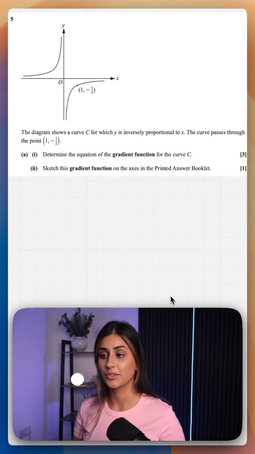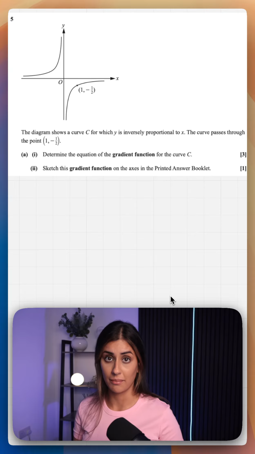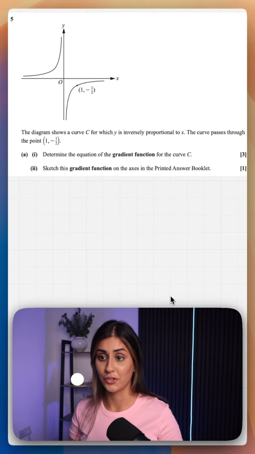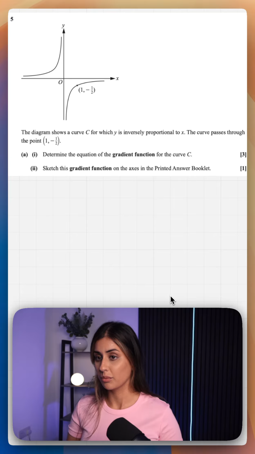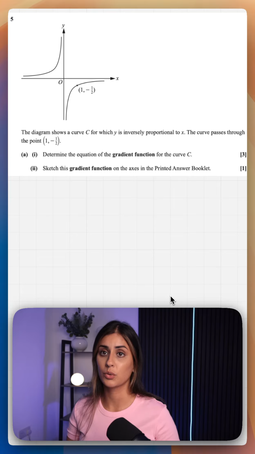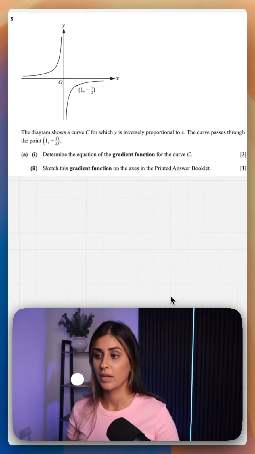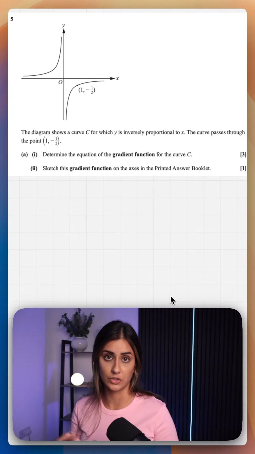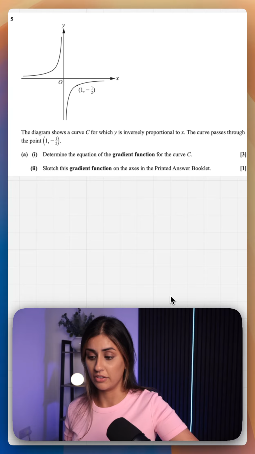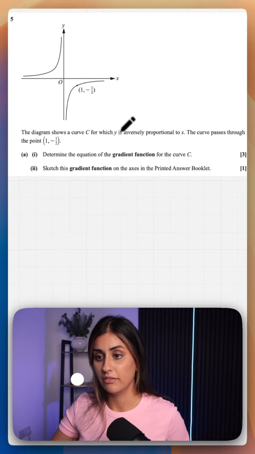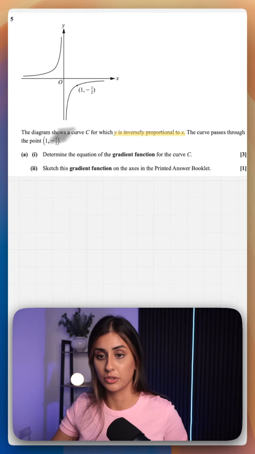You may be asked to sketch gradient functions in your exam, and this is especially true if you're on the OCR exam board. This next question was question 5 on the OCR 2022 paper. Let's step through it together, and I'm going to show you how you can sketch gradient functions on your Casio FX-CG50. So the diagram shows a curve for which y is inversely proportional to x.